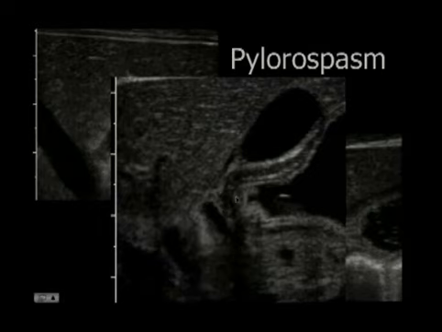And here things have opened up. Here's our normal pyloric channel. It is short, it is not thick, and here's fluid moving into the duodenal bulb in a normal examination.